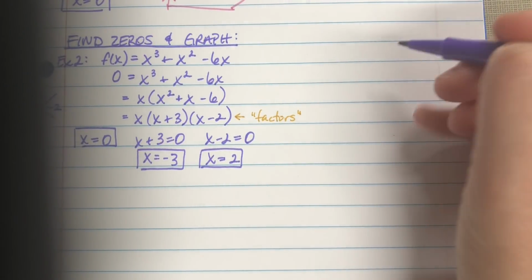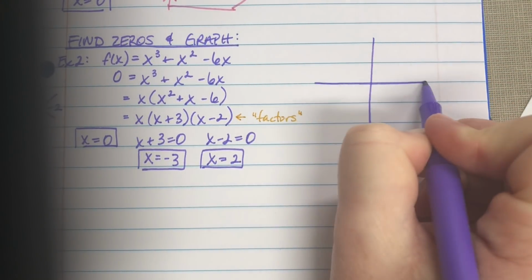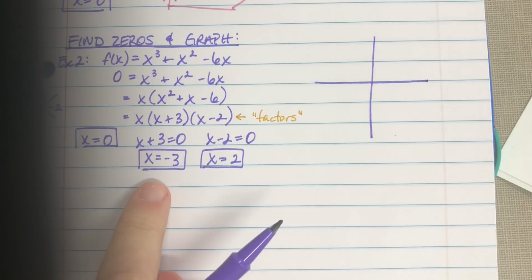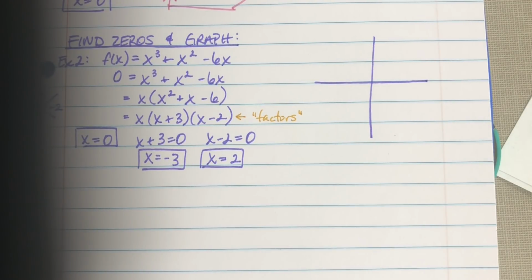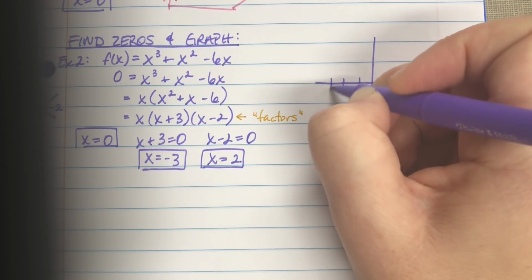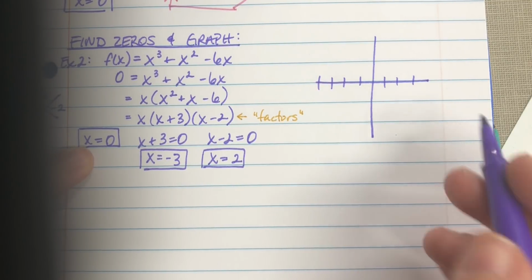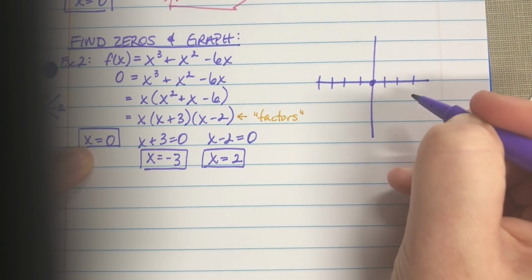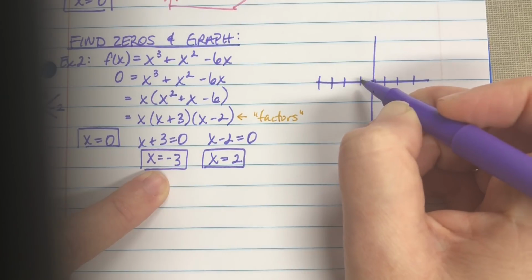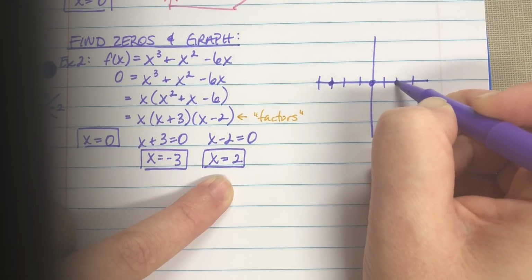Let's go ahead and graph this. Just set up a little graph on the side. Remember that your solutions, or your roots, are the locations where your graph will cross the x-axis. So basically, I can tell you exactly where the graph will cross. It's going to cross at 0. It's going to cross at negative 3 and positive 2.